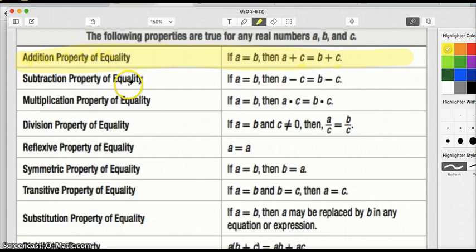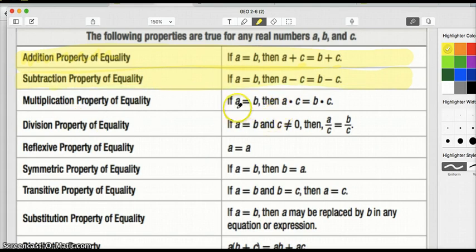Subtraction property of equality works exactly the same way. I start off with two things that are equivalent. I subtract the same equivalent value from both sides. Guess what? Those two things are still equivalent. I told you you knew this. See, look at you. You didn't believe me. You're like, this is too much to memorize. But now you're realizing how easy it is.